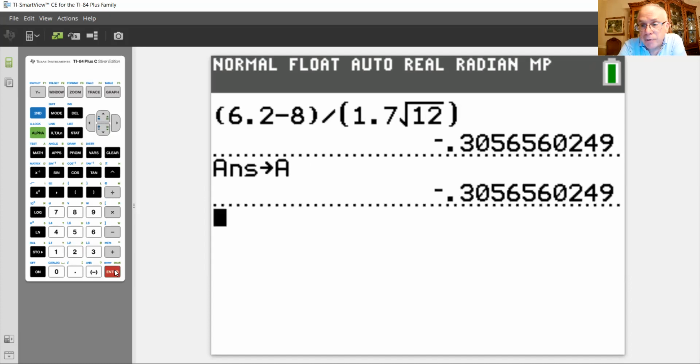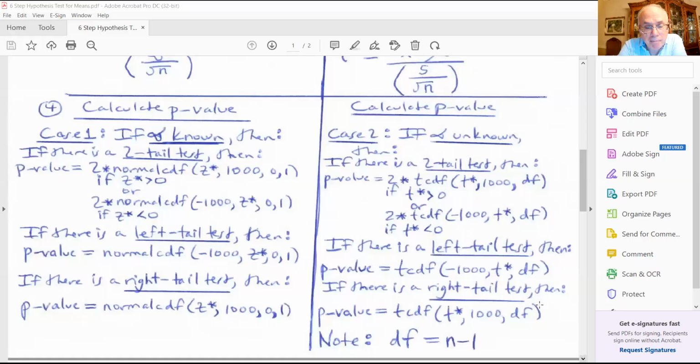This is a left tail test, right? So let's go to our sheet again. Hopefully, once you do a few of these, you'll know exactly what to do without looking at this sheet. It's a left tail test. This is the formula right here. P-value is equal to TCDF, and there we go: negative 1,000, T star, the test statistic, and degrees of freedom. All right, so let's go to our calculator and continue with this problem.